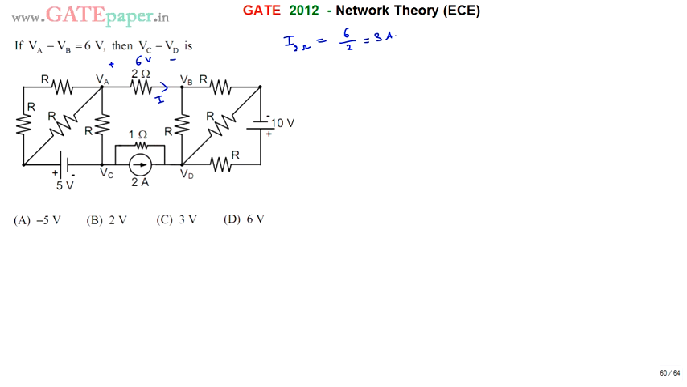That 3 amperes is now divided into 2 branches. Say this is I1 and this is I2. The current is now dividing into I1 and I2. This I2 is again divided into 2 branches, I21 and I22. So I2 is divided into I21 and I22.